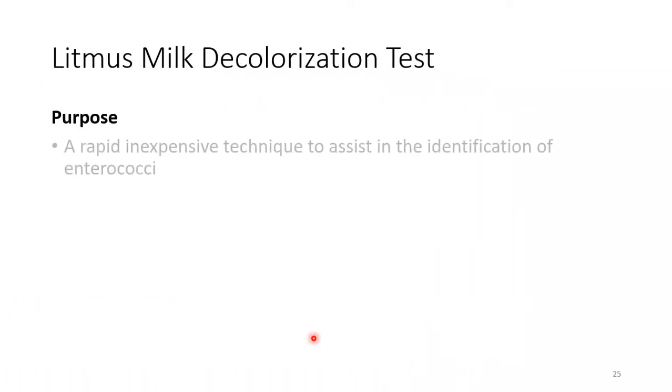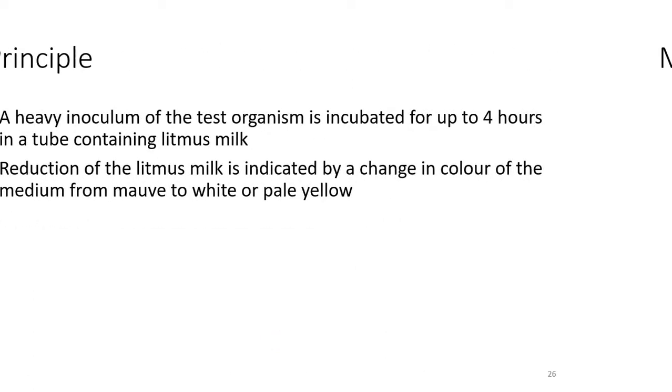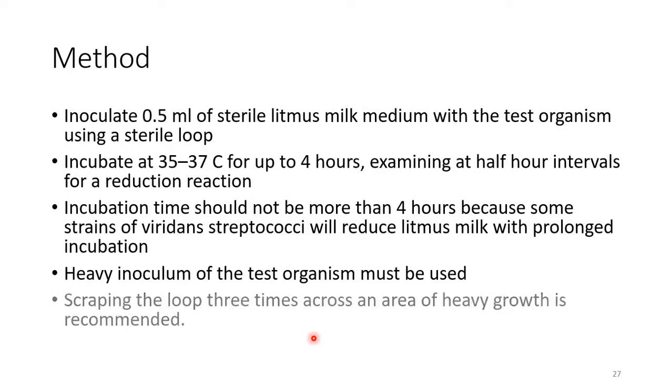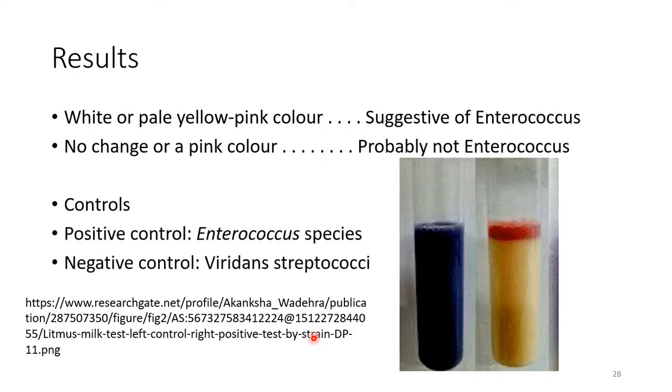The litmus milk decolorization is also an inexpensive alternative for the identification of different types of enterococci, and the strains decolorize the litmus milk by reduction, and this is the principle and the method of performing litmus milk decolorization. These are the results: when white or pale yellow pink colonies appear, this is the Enterococcus species, and when no change or pink color appears, probably this is not an Enterococcus. So the controls are Enterococcus as positive control and viridans streptococci as negative control.